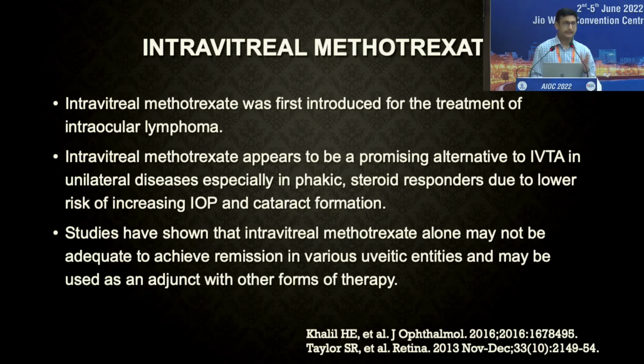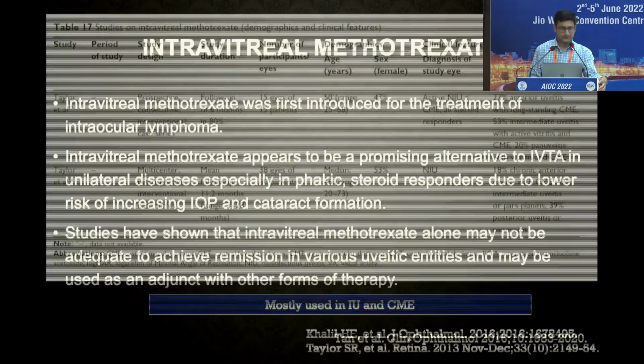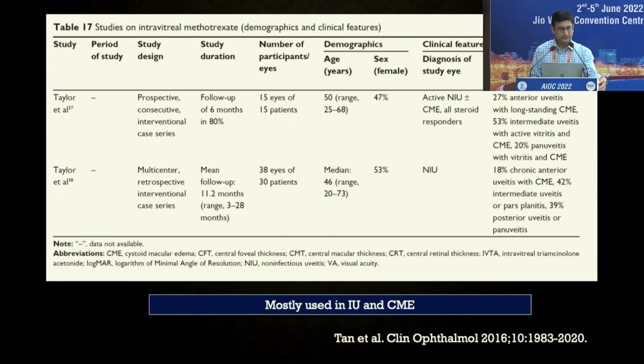Now, methotrexate was initially used for lymphoma, but now the indications for the use of intravitreal methotrexate have expanded. It's a very useful adjunct, and has no side effects such as rise in IOP or cataract. Of course, it can cause corneal epitheliopathy, but usually there is no retinal or choroidal toxicity. So there are a number of studies which have used methotrexate intravitreally as an adjunct.